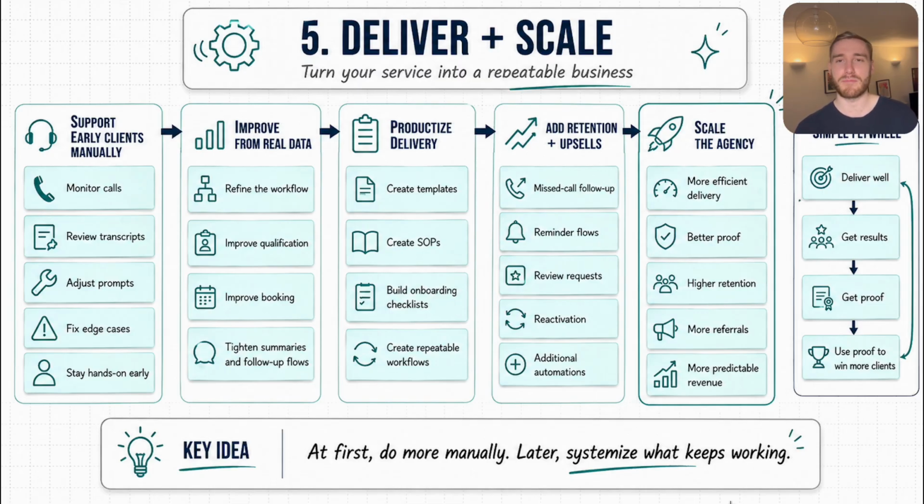Once you get that feedback from service delivery in terms of things that are working, things that aren't working, then you can start to refine the workflow, improve things like qualification flows, improve the booking systems, tighten up the summaries. You can start to iterate and improve your system. At that point, you can also start to templatize and create SOPs. So we're kind of laying down the foundations here for scale.